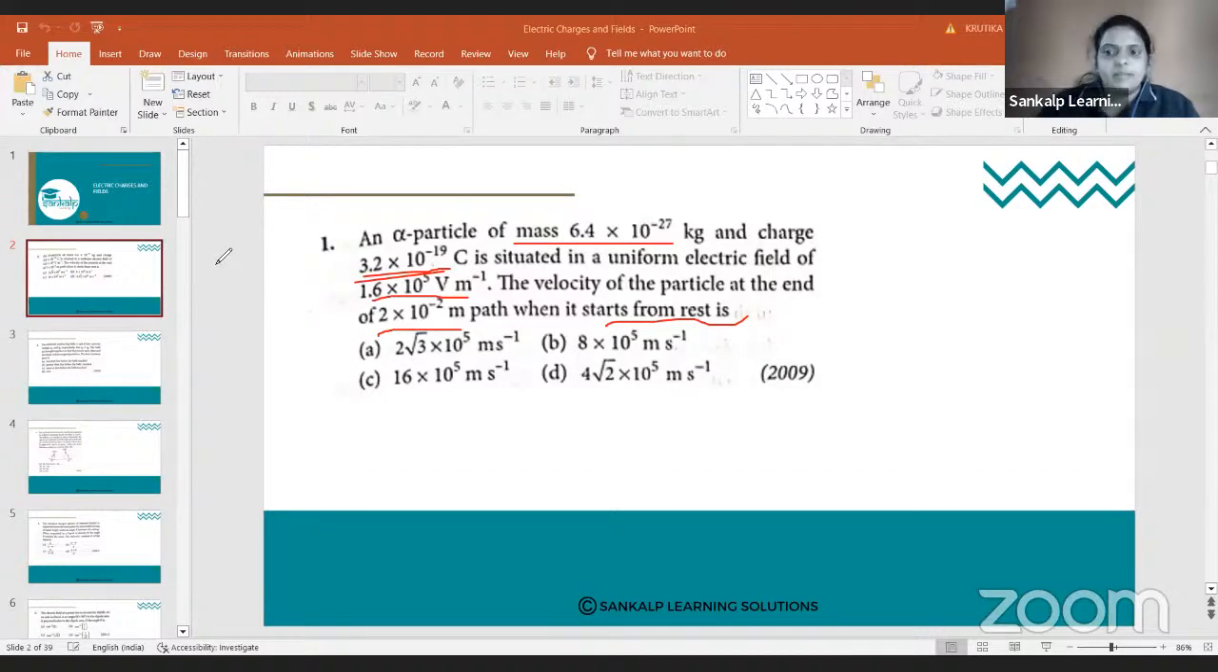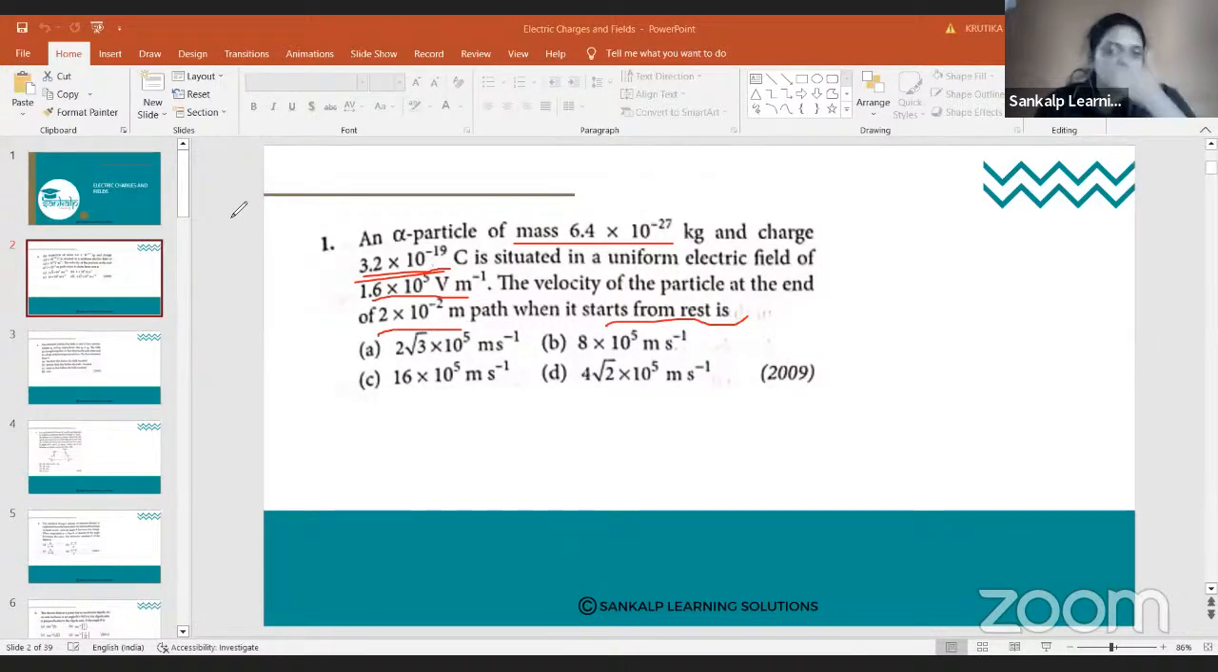Yes. So according to kinematic equations, in first year you have learned kinematic equations. V is equal to U plus AT, S is equal to UT plus half AT square, V square minus U square is equal to 2AS. Yes. So these are the three equations of motion.